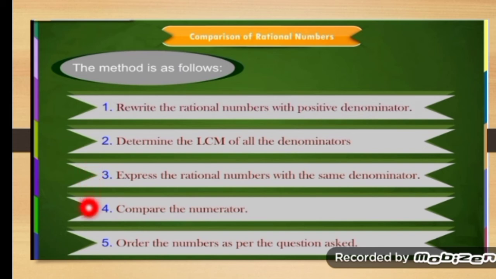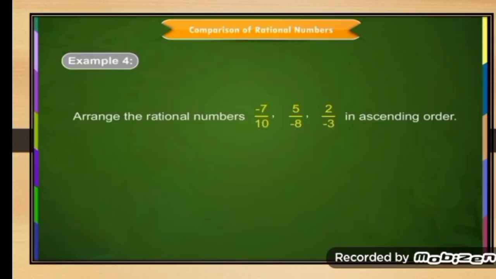Step 4 is compare the numerators. Then we will compare the numerators of all the rational numbers and we will see which one is greater and which one is smaller. Step 5 is order the numbers as per the question asked. If the question asks to write the rational numbers in ascending order, then we will arrange the numbers in ascending order, and if the question asks to write the rational numbers in descending order, then we will arrange the numbers in descending order. Let's see the examples next.